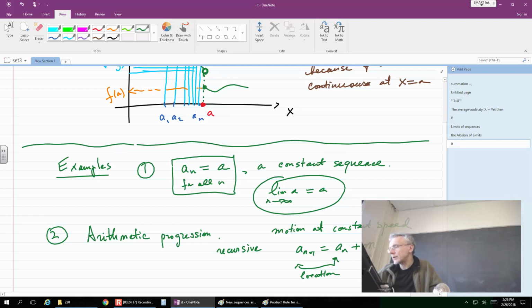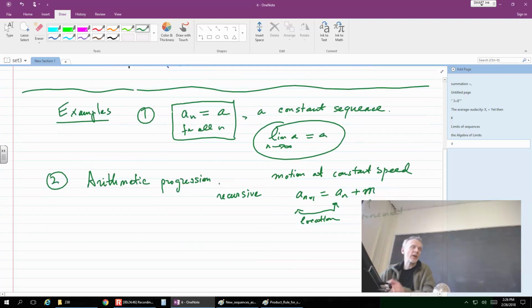M is the increment, which you can think of as the speed. If it is really about motion through space, then m is speed, and every time you move on, you add m. So that's the recursive formula, but it is very easy to write the explicit one.